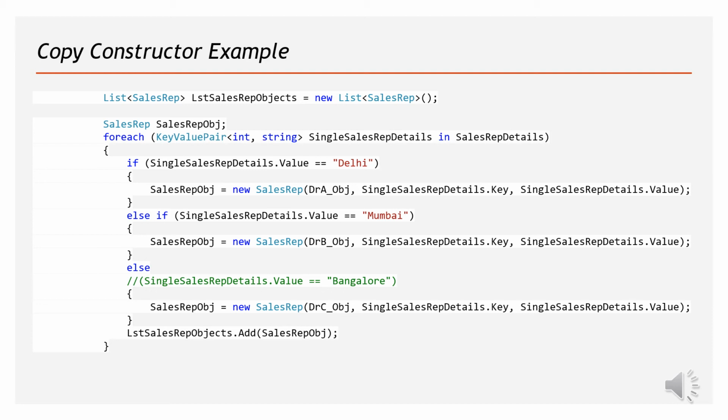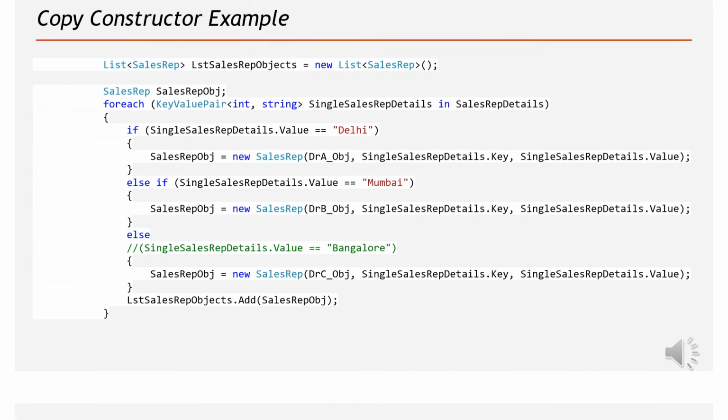If you remember, we have created the Dr. A object who is present in Delhi already. So we are passing that particular object into this constructor to create a different object. The same way we are proceeding to create it for Mumbai and Bangalore, to create a set of objects and to bind the sales rep with the doctors.